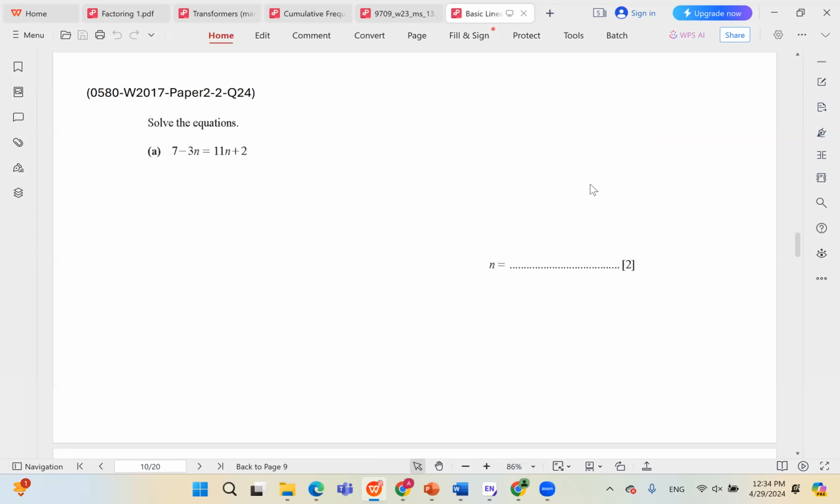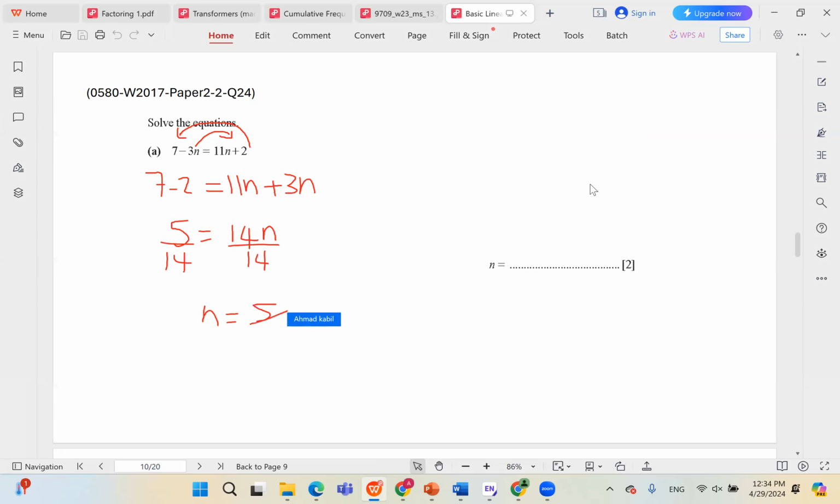Again, here we want to solve for n. So I'm going to take the 3n to the right-hand side and get 11n plus 3n, and I'm going to take the 2 to the left-hand side. So we have 7 minus 2. So 7 minus 2 is 5. 11n plus 3n is 14n. We divide by the number next to the n. So we divide by 14 on both sides. So the final answer is n equals 5 over 14.